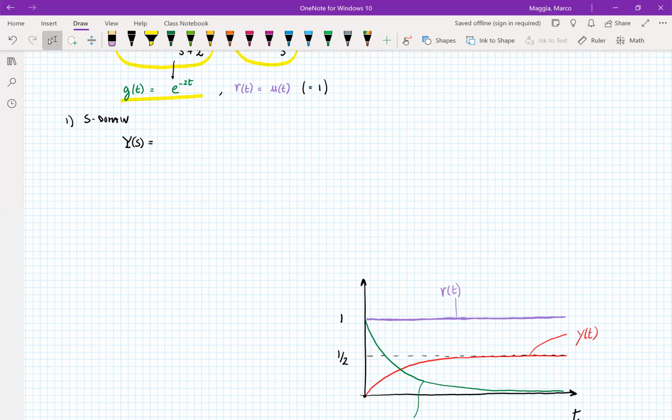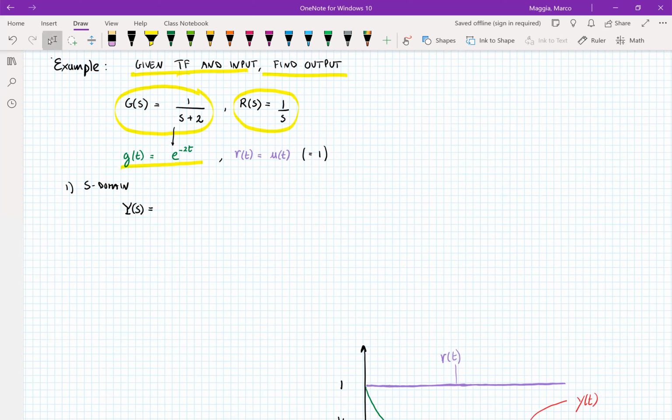All right, so y of s, that is the output, is given by the transfer function g of s times the input. So in this case, we have 1 over s plus 2 times 1 over s. So it's 1 over s times s plus 2. Okay, that's it. We have y of s in the S domain. Let's do a little bit more and let's find the output in the time domain.